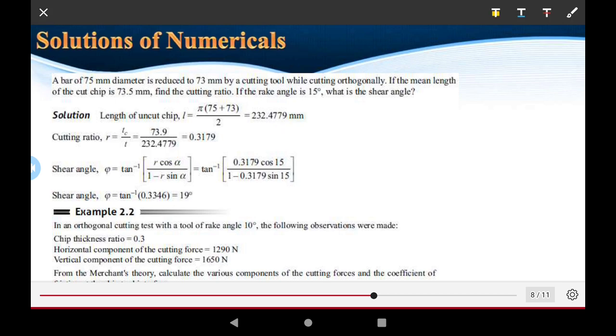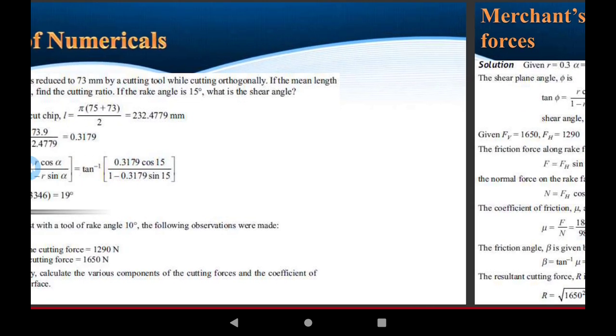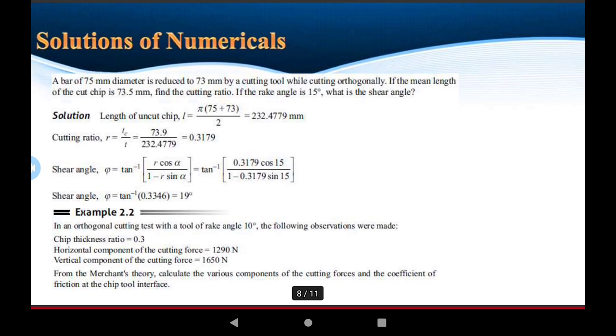Another problem. In an orthogonal cutting test with a tool of rake angle alpha equal to 10 degrees, the following observations were made: the chip thickness ratio r is 0.3, the horizontal component of the cutting force is 1290 Newtons.